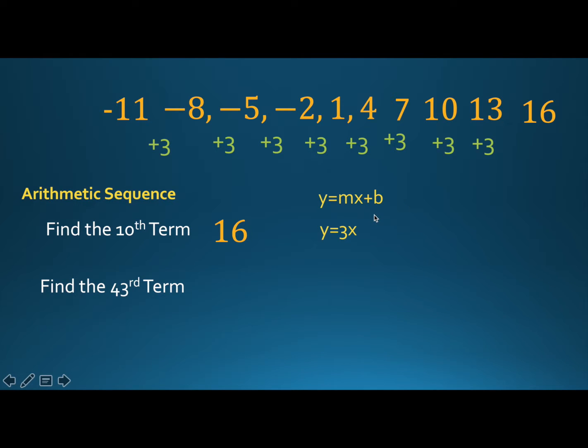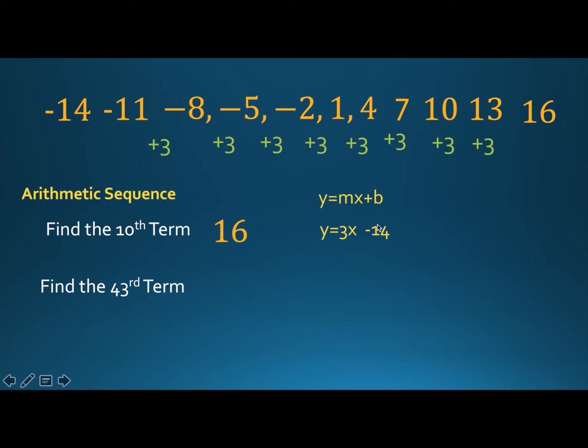To find the b value, we need to find the 0 term. If we assume negative 11 is our first term, we'd have to go backwards to find what the 0 term is. Negative 11 minus 3 is negative 14. That means our 0 term is negative 14. Let's plug that in. We get an equation of y equals 3x minus 14.